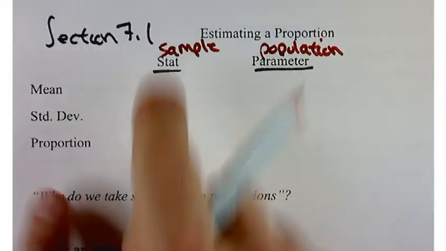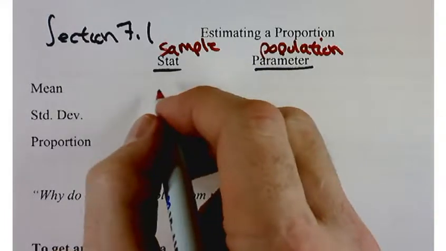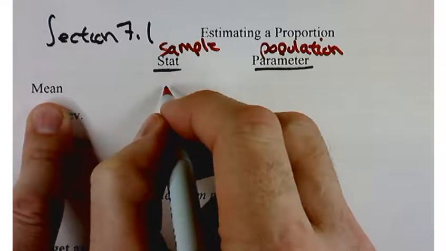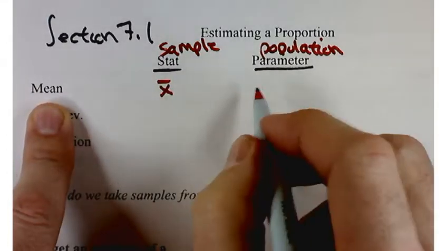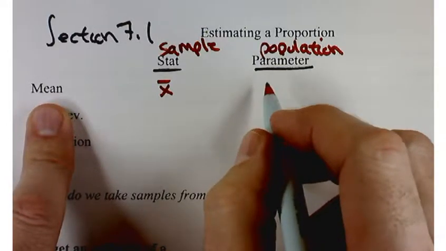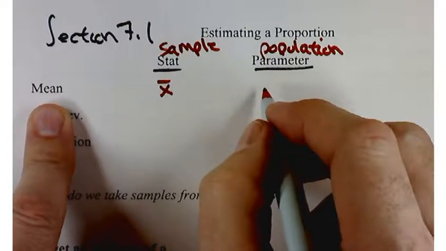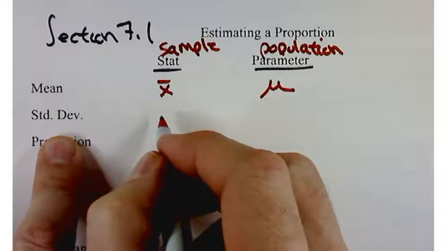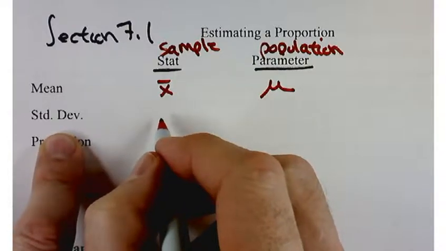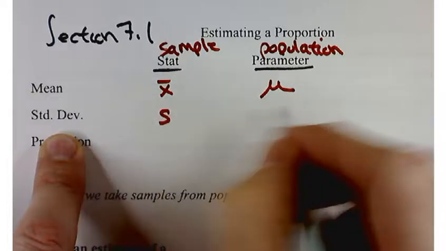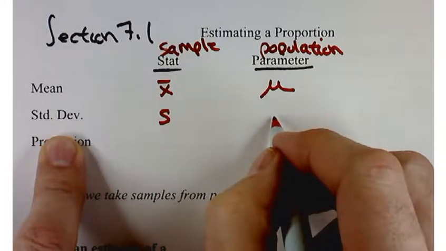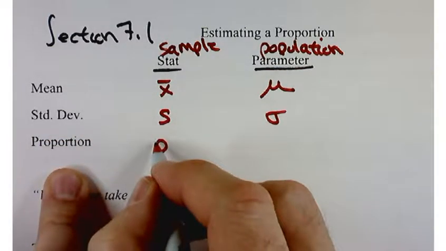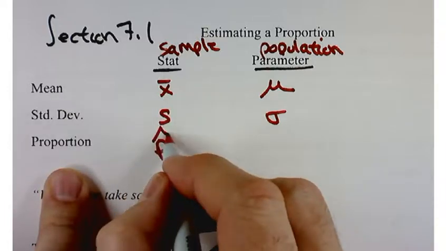Well, what you did is you calculated a statistic, and let's remind ourselves of the notation here. What's the sample mean written as? X bar. Great. Someone else, for the population parameter, what do we use to denote this? Mu. Let's move down to the standard deviation. The sample standard deviation is S, and the population parameter is sigma. Well done.